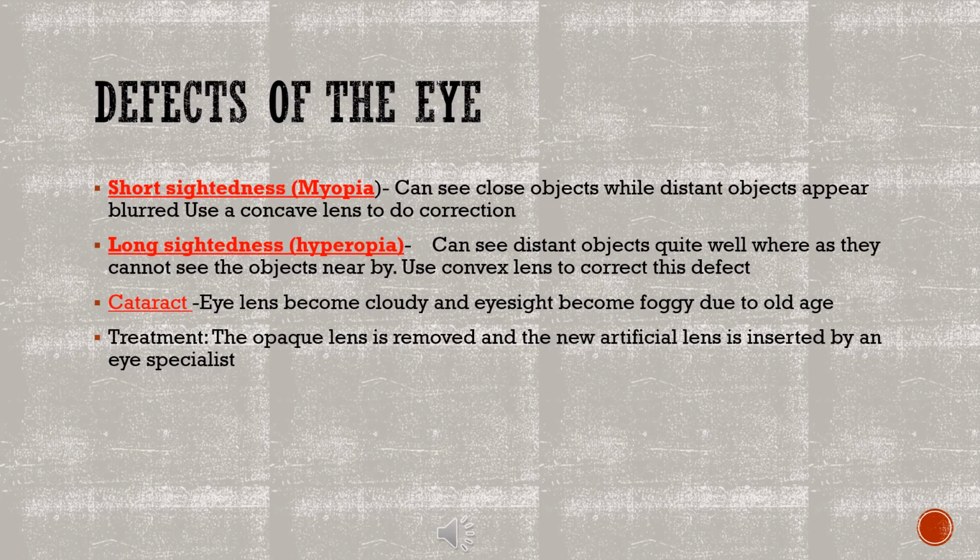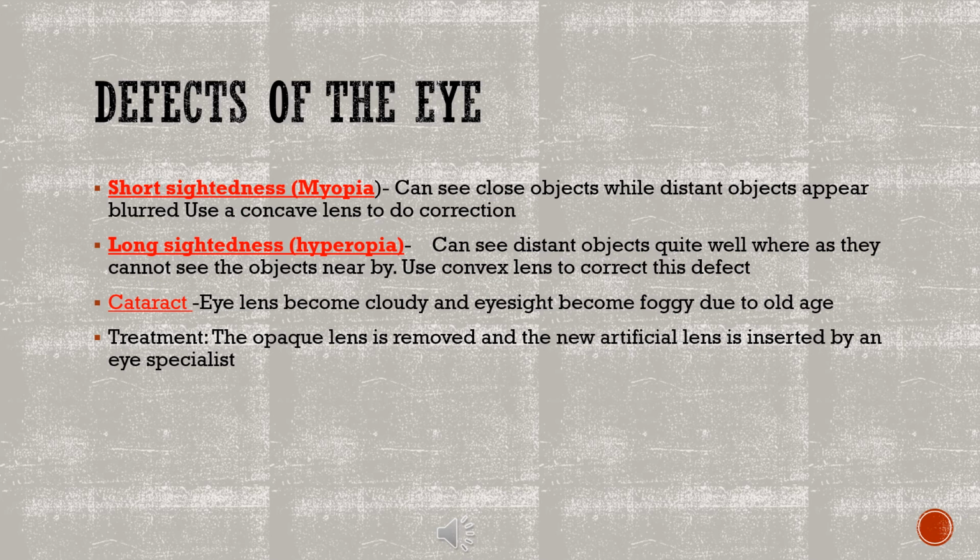Now, the defects of the eye and how can we correct them? The first one is short-sightedness, also called myopia. Some people can see very close objects, but they cannot see distant objects, or the distant objects appear blurred. Such a defect is called short-sightedness. This defect can be corrected by using a concave lens. Spectacles with concave lenses can be used to do the correction.